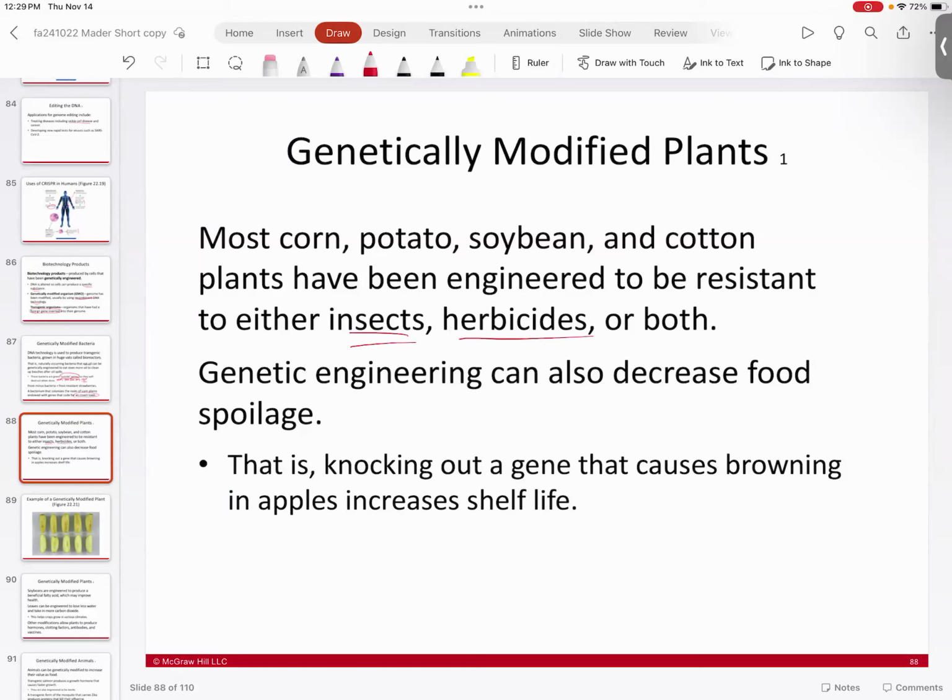So this is helping us to sort of decrease spoilage. For instance, the gene that causes browning in apples, if you knock that gene out, that increases shelf life. Now notice, you didn't do anything with this apple. So you didn't add anything in this apple. If you knock a gene out, basically this is just like a mutation. So it's just lost that ability to brown the apples.